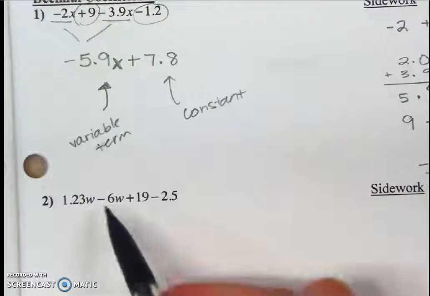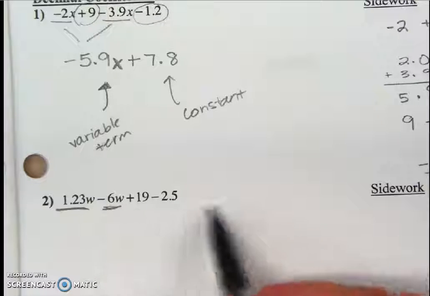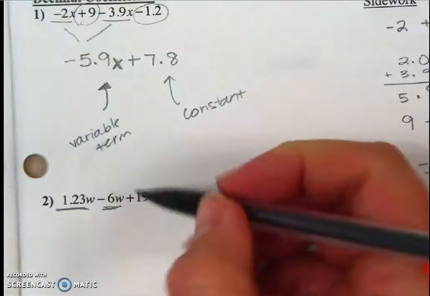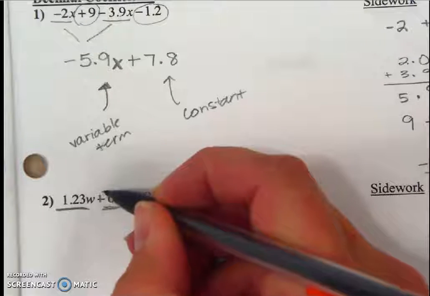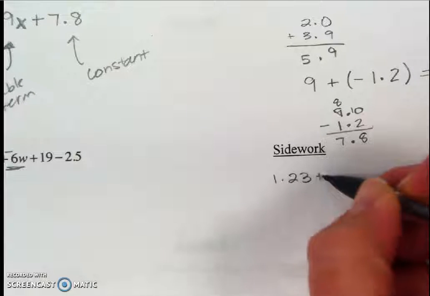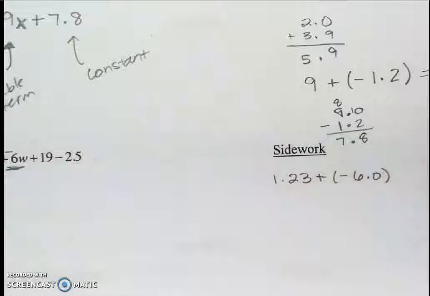Here I see some W's. So I've got some W's on this one and some W's on that one. No other W's. So these are the ones I'm going to combine. Remember with subtraction, it always means add the opposite. And so what that really means, I'm going to work to the side, is 1.23 plus negative 6.0 is how I'm going to see that.